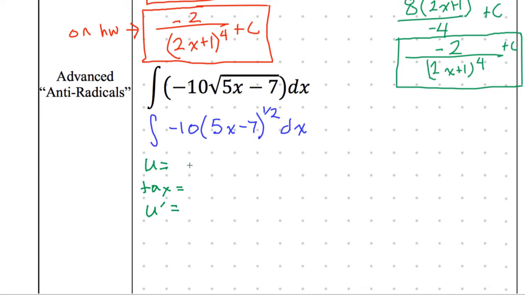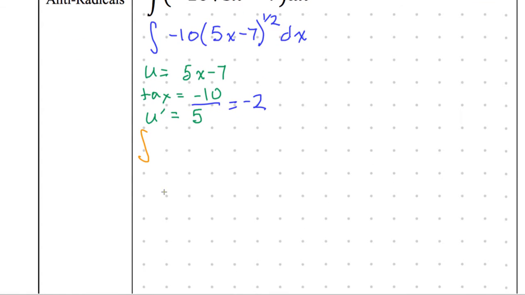U is 5x minus 7. Okay. Taxman is negative 10. And u prime is 5. All right. Rochelle, let's pay the taxman. It's negative 2. We're going to pay the taxman with negative 2, so go ahead and do that. So it's negative 2 times 5x minus 7 to the 1 over 2 power dx.